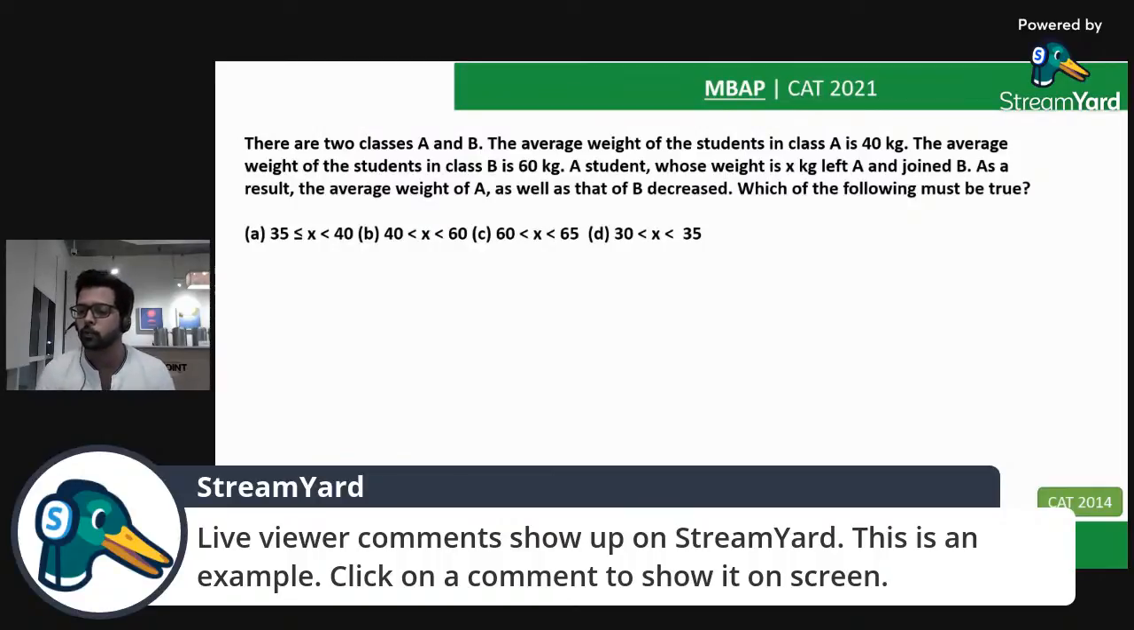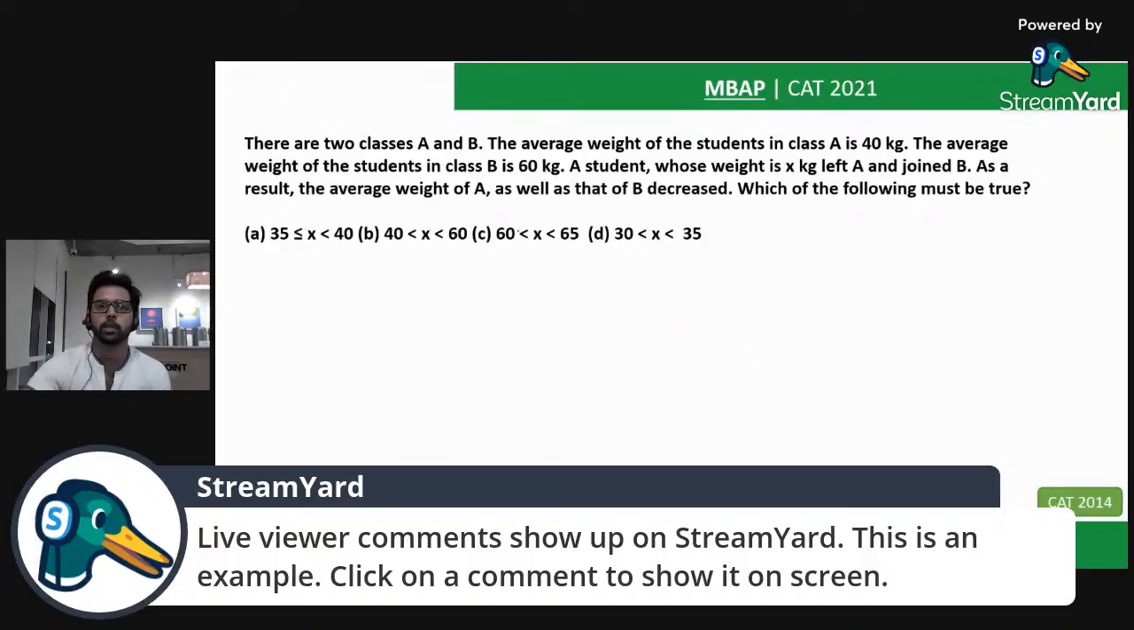The very first question which you can see on the screen is of the year 2014. This is CAT 2014. Let's quickly read through the question and see if you're able to solve it well. A very easy question, and such questions also do appear in the paper.